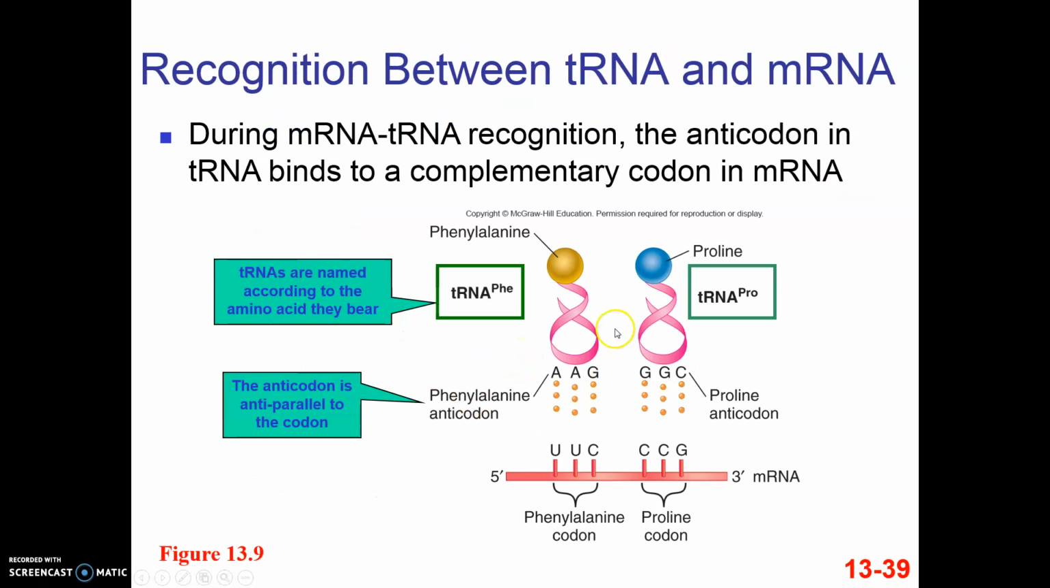Here we have a schematic of a messenger RNA with two codons. And we're showing here a particular transfer RNA, one that's specific for phenylalanine. You can see it has the phenylalanine anticodon, and it also has phenylalanine attached to it. Over here we have a proline transfer RNA. You can see that it has a proline anticodon, and it also has the amino acid proline attached onto it.